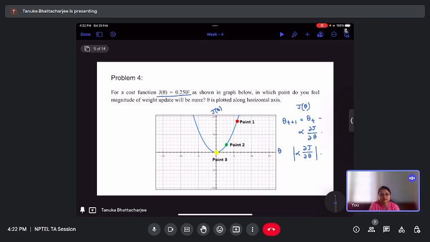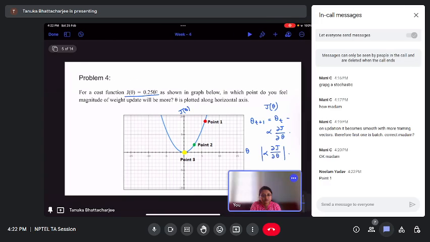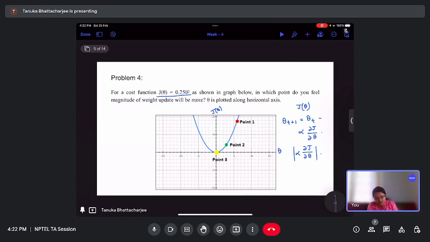So, can anyone tell me what will be the value of del J del theta? Okay, Neelam is saying 0.1. Yeah, Neelam, you are correct, absolutely. So, here your J theta is 0.25 theta square. So, your del J del theta will be basically 0.5 theta. So, this gradient is directly proportional to theta.